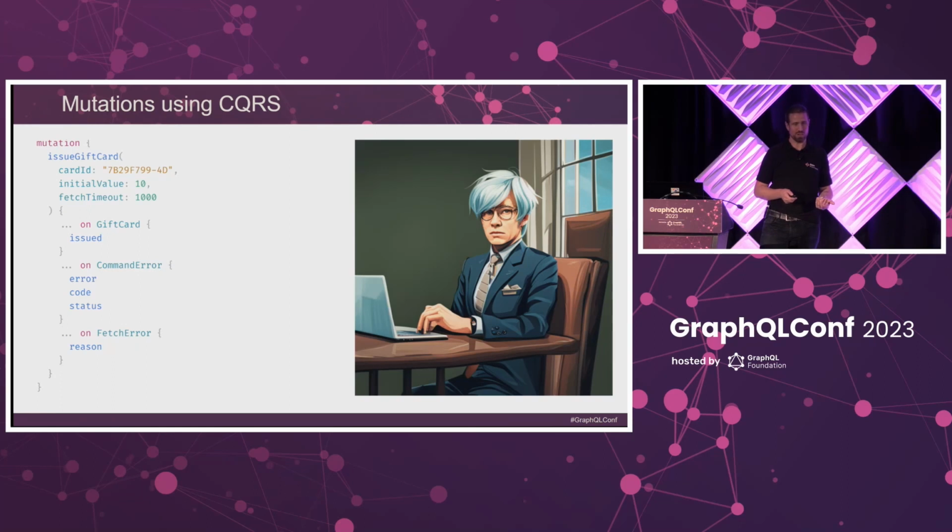So this is how in the demo application the mutation would look. You can already see that there are 3 different options with the union. It can be that it succeeded and we also fetched the thing in time, so then we will be returning a gift card. It could also be that there's a command error, like the things I mentioned: you're trying to create a card but the ID already exists, or there's not enough money left on the card. Or it could be a fetch error. In this case, it will always be a timeout. That basically means the command did succeed, but we didn't receive the event in time.